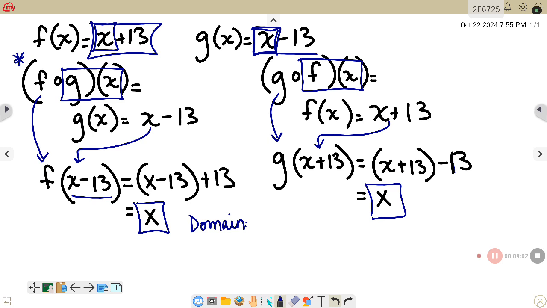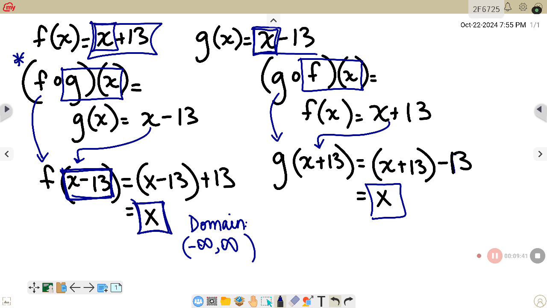So when I am looking for the domain of f of g of x, I look in two places. I look at the actual answer, which is x, and then I look at what I plugged in on the last step to get to that answer. I look for restrictions in both of those places. I do not see any restrictions. X can be anything, and so can x minus 13. So your domain in interval notation is going to be negative infinity to positive infinity.